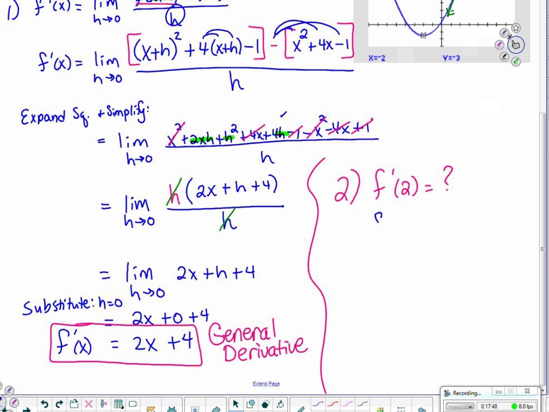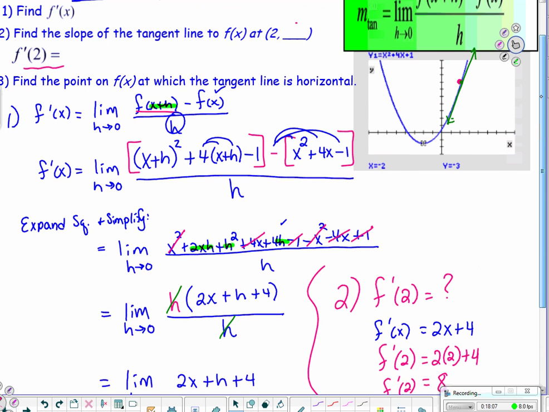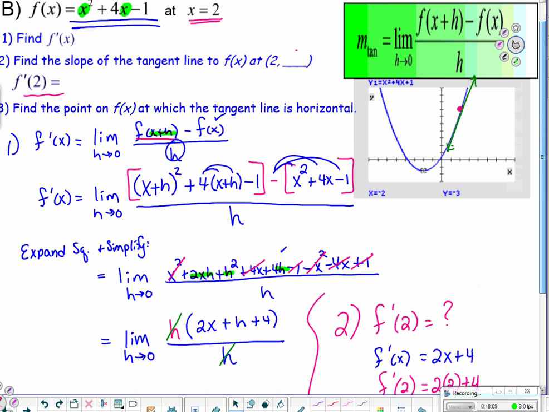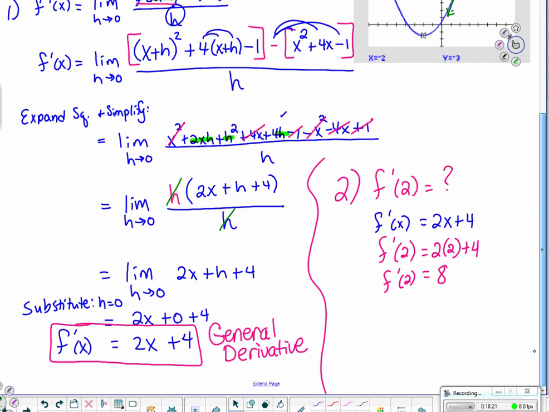Well, I take f prime of x, my equation, 2x plus 4, and I just substitute, don't I? It's just like function notation. Plug in 2, I get 2 times 2 plus 4. We get a slope of 8. That means in our picture up here, the slope right here on our green line, f prime of 2, turns out to be a slope of 8. Up 8 over 1 sounds believable. It gets fairly steep there.